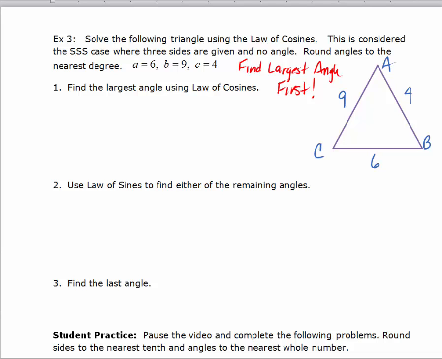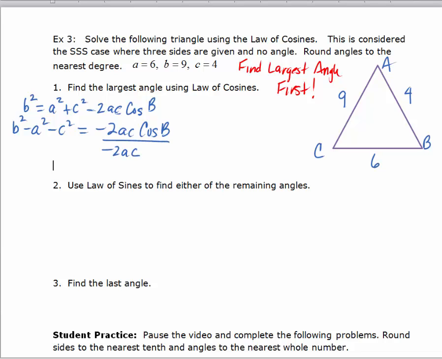So I'm first going to write down the law of cosines. And instead of typing all of my values in and then solving for cosine B, I'm actually going to solve for cosine B generically. So if I want to solve for cosine B, the first thing I have to do is subtract a squared and c squared from each side. So I get b squared minus a squared minus c squared equals negative 2ac cosine B. And then I'm going to divide each side by negative 2ac.